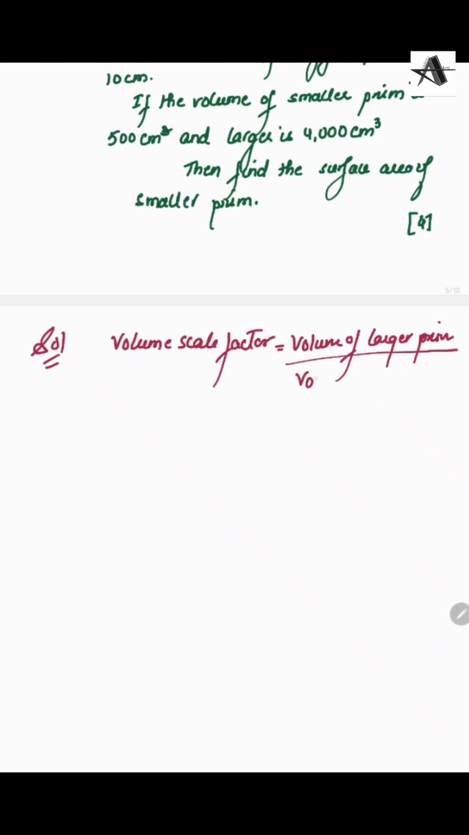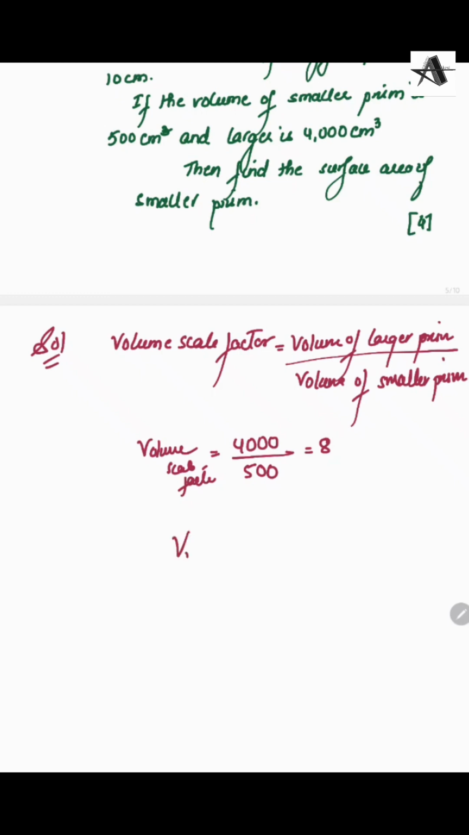So this will be now volume of smaller prism. Now volume scale factor, larger is 4000 over 500. From here I can say this is 8. So volume scale factor is 8. Now there's another formula for volume scale factor that relates it with the length scale factor. So volume scale factor is length scale factor whole cubed. So 8 is equal to LR whole cubed. From here taking cube root I'll get 2. So length scale factor is 2.